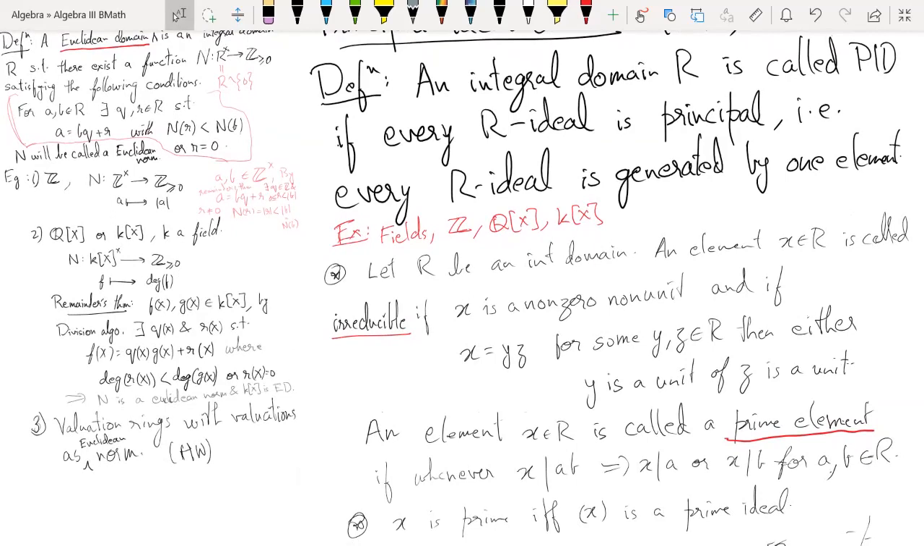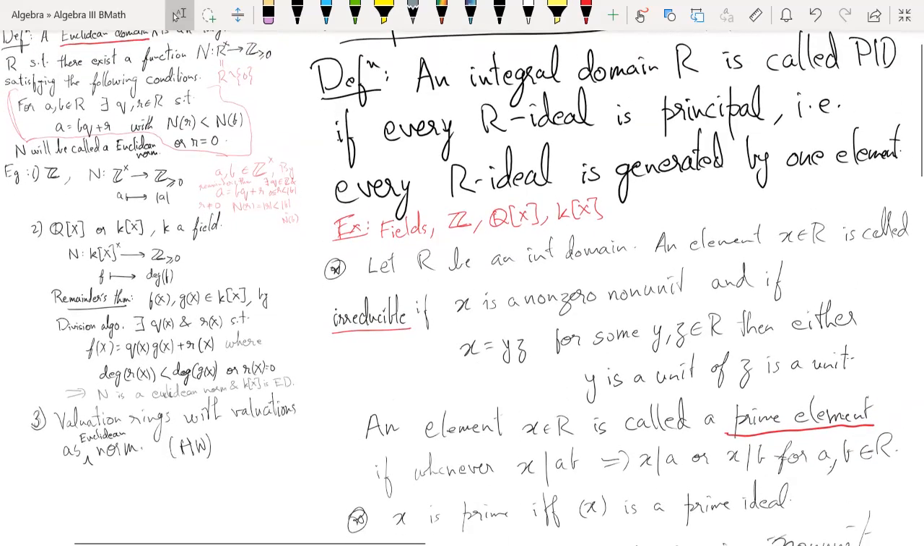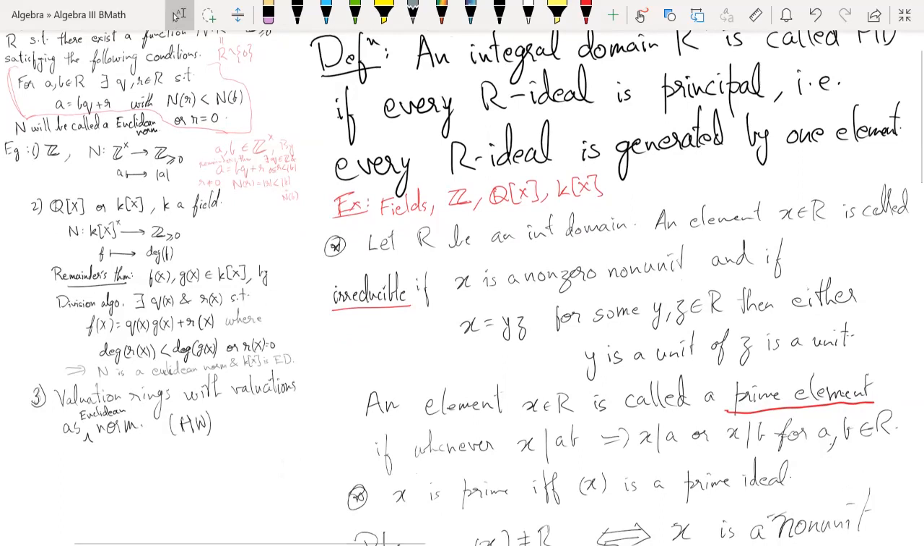So prime numbers are, it's also related to the prime ideals. So the first observation is that X is prime if and only if X is a prime ideal. So this is more or less a tautological statement. X is prime if and only if the ideal generated by X is prime. And then we will see some relation between irreducibles and primes.